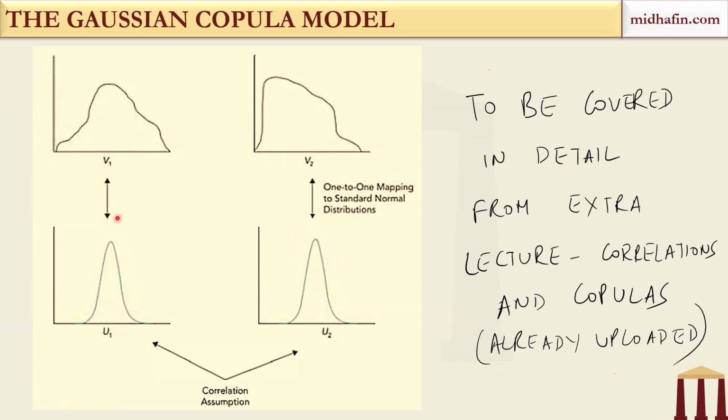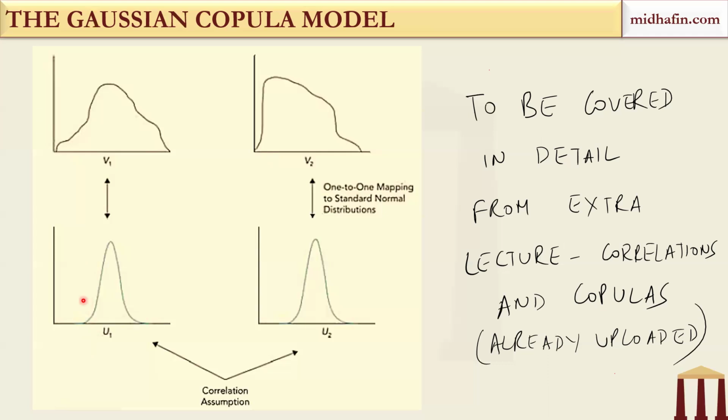Okay. So U1, U2 both are standard normal distributions. Standard normal distribution means normal with a mean of 0 and standard deviation of 1. This is done by a process of percentile mapping. So the fifth percentile of this V1 is mapped to the fifth percentile of the standard normal distribution. First percentile to first percentile and so on.